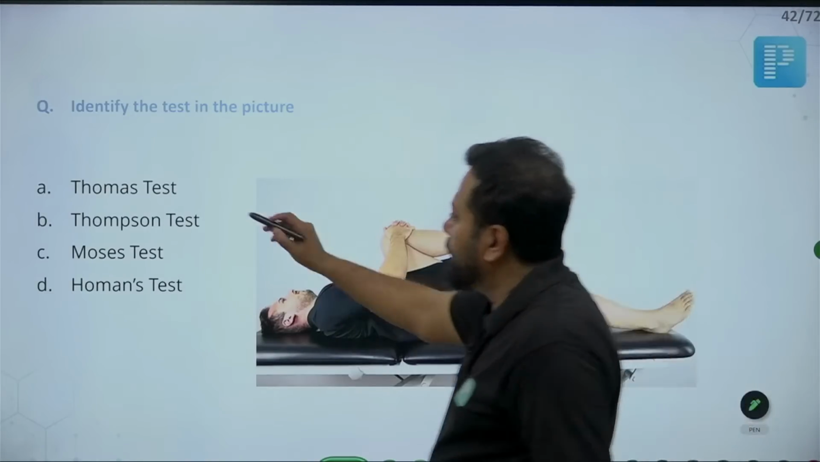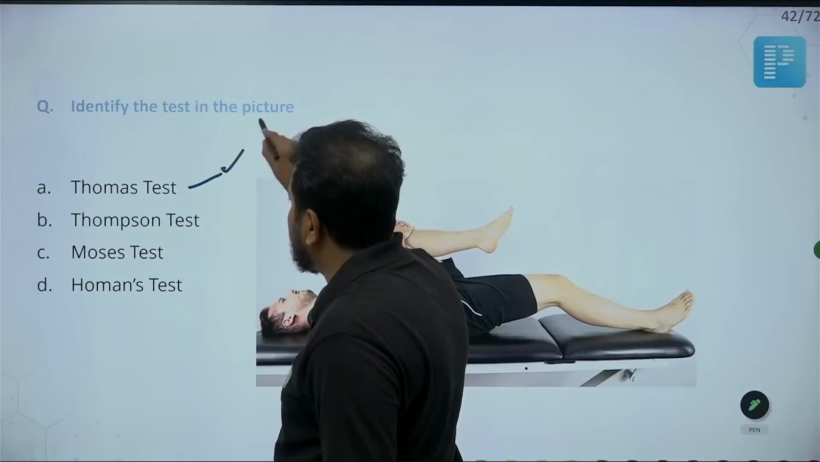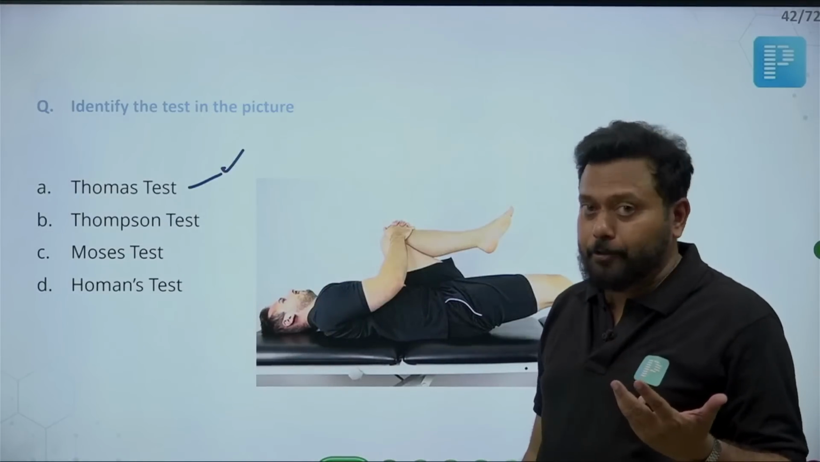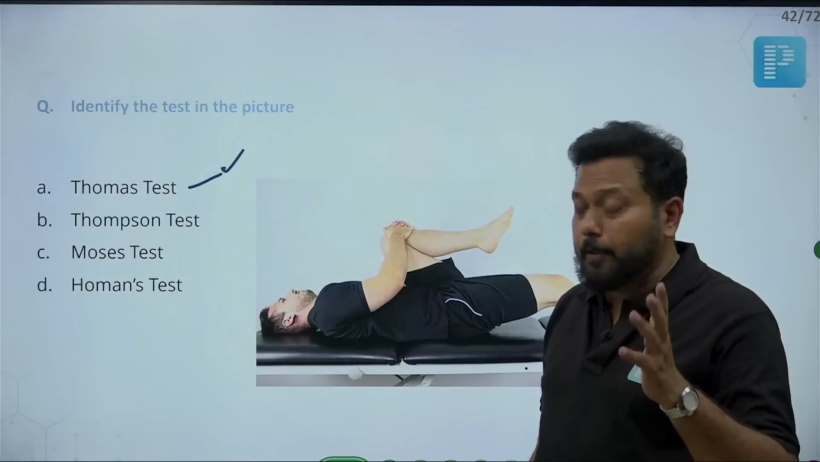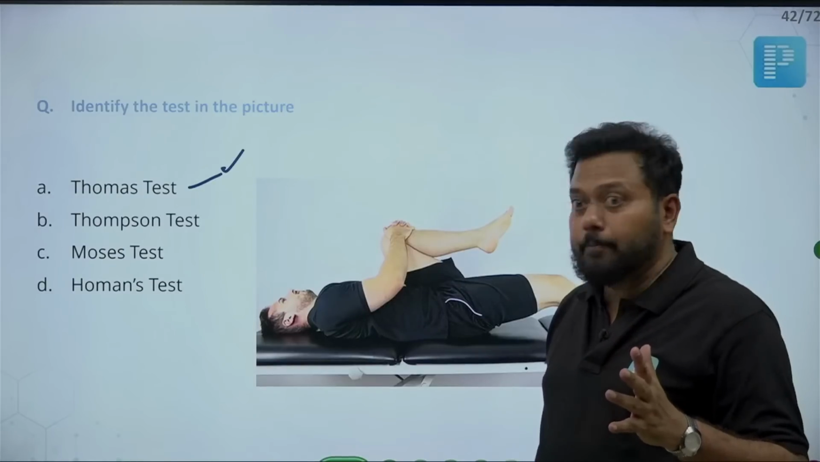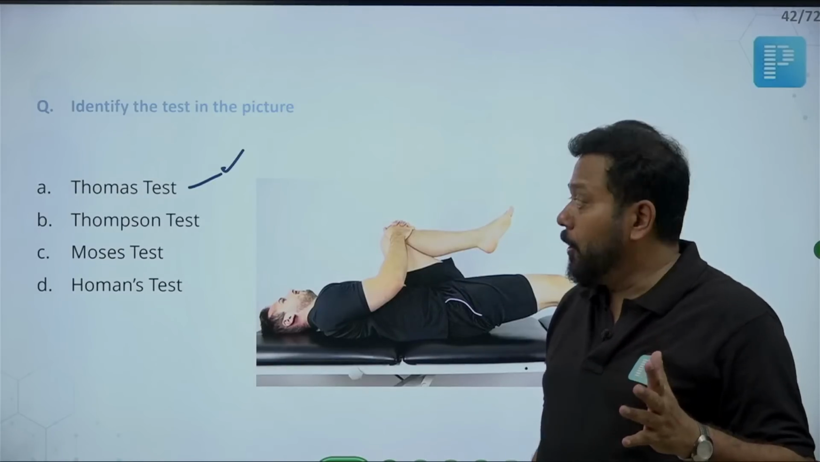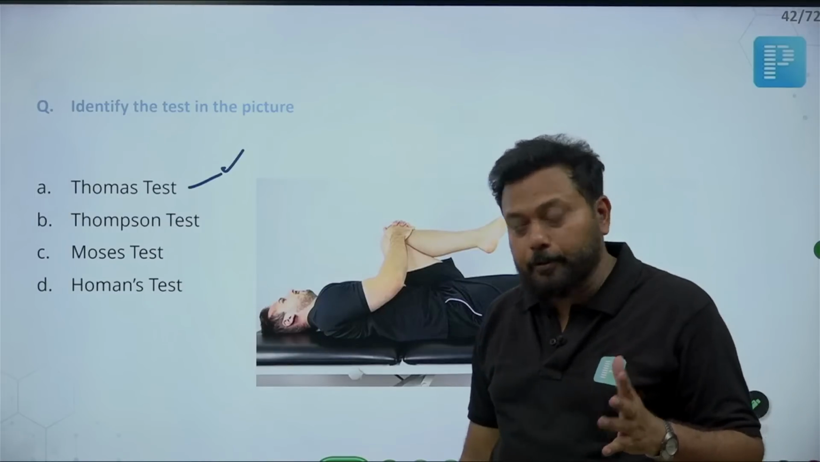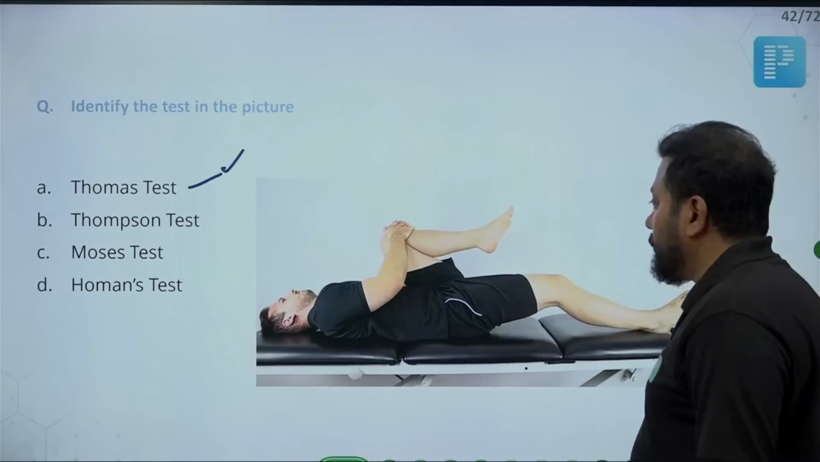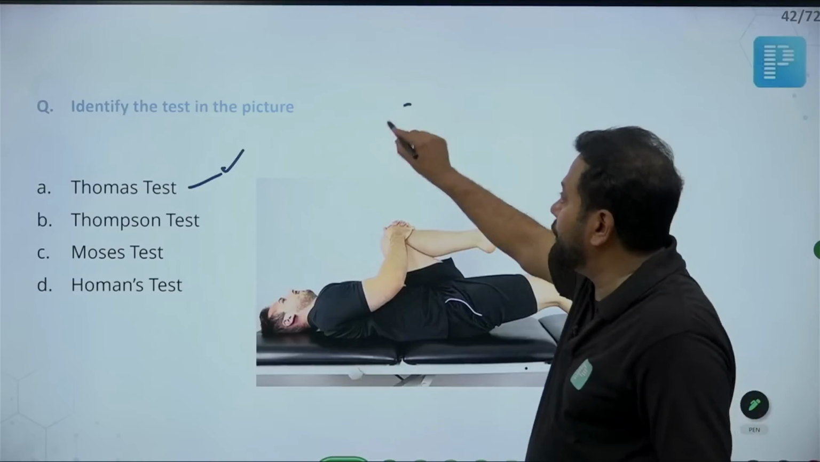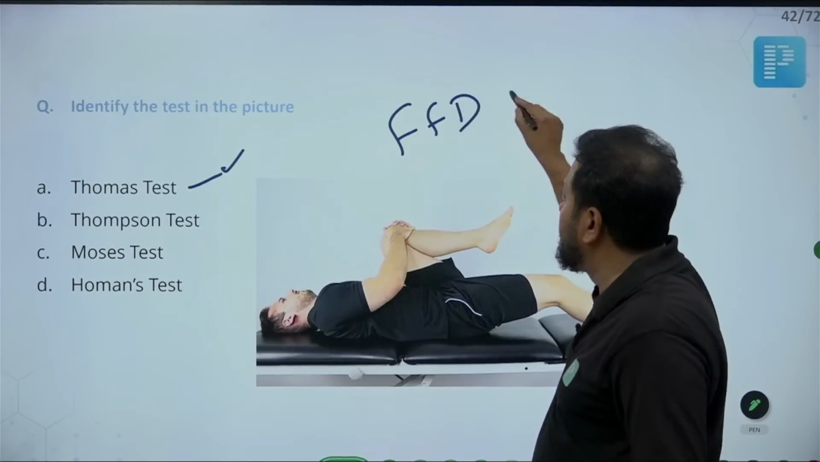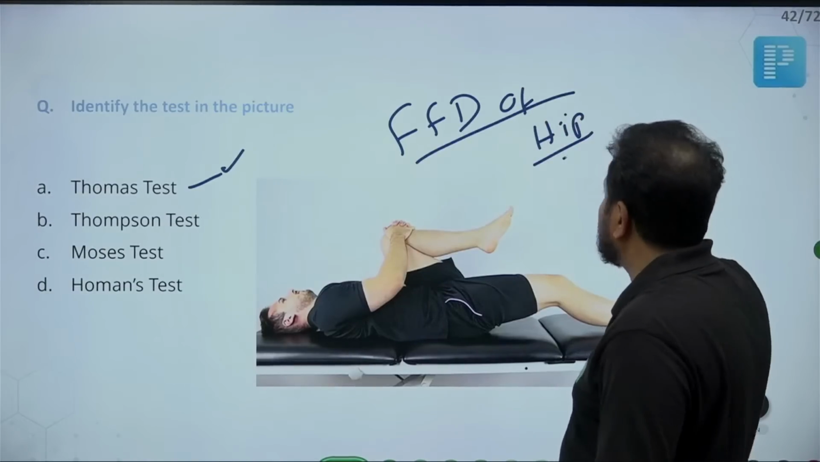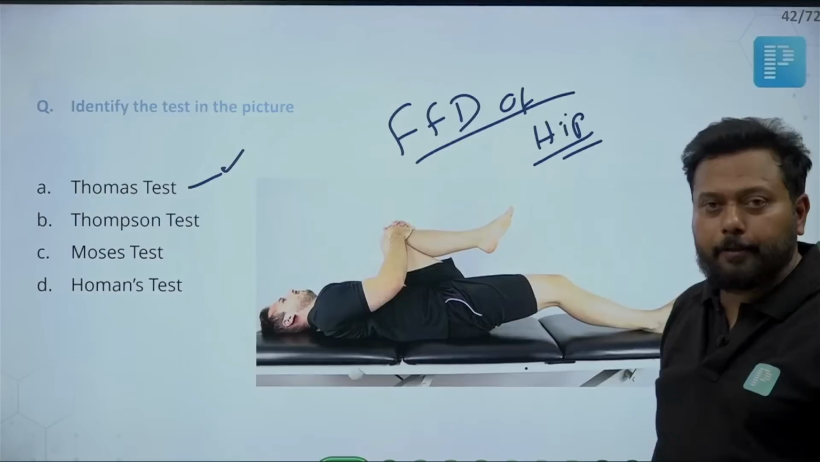This is the right answer, Thomas test. What do you mean by Thompson's test? Comes in tendo-Achilles rupture. Squeezing, okay, tendo-Achilles rupture. Moses test comes in deep vein thrombosis. Homan's test also comes in deep vein thrombosis. So this is Thomas test. Thomas test is used to diagnose fixed flexion deformity of hip. That's all. This is the only point you should know. How to do and all, it's not important.